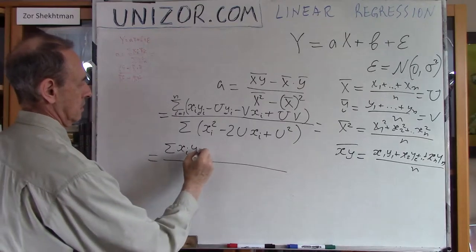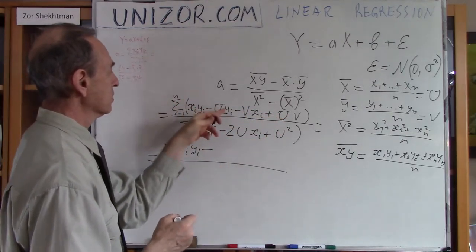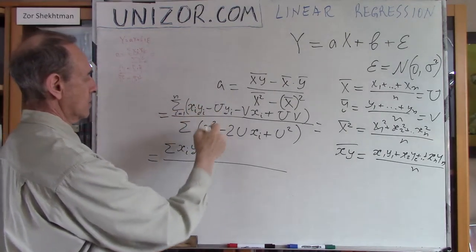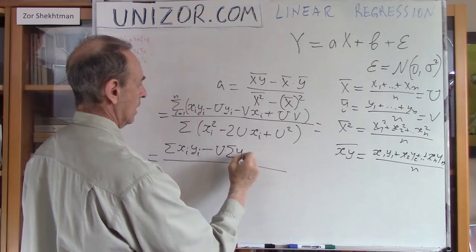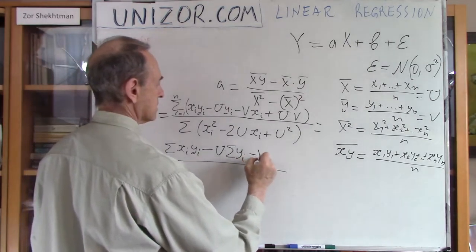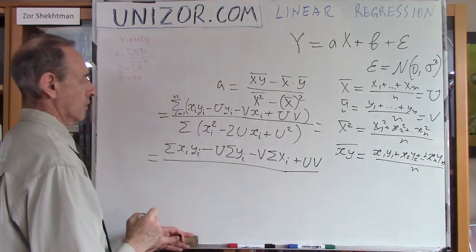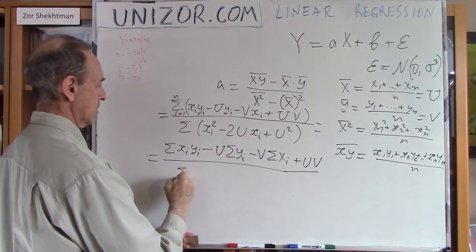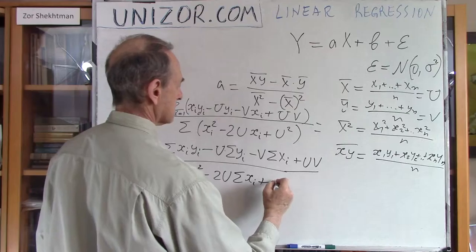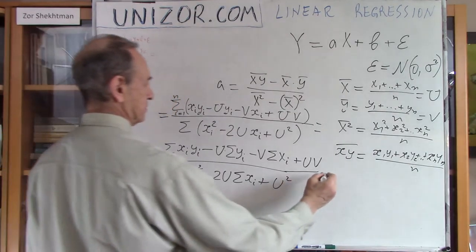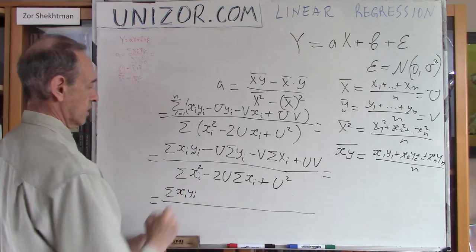And this is equal to, now summation. The sum of these four is actually four sums, right? So I put sigma into each one of them. So that's sigma of xi yi, then minus u, which I can take out of the sigma because it's just a constant multiplier, times sigma yi, minus v sigma xi, and plus uv. Now here I will also convert it into three different sigmas. First is sigma xi square minus 2u sigma xi and plus u square. Okay? Equals.